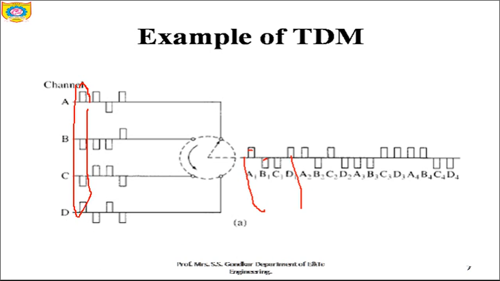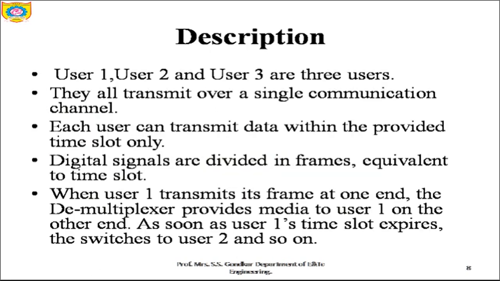So this was all about TDM what we saw. In this description you can see the theoretical points, that is how many users you have on a single communication link, and how the frames are being divided.